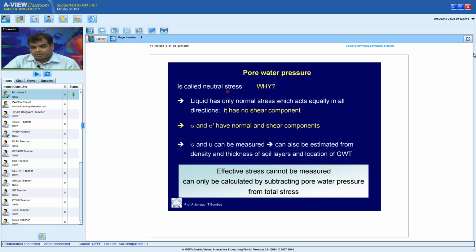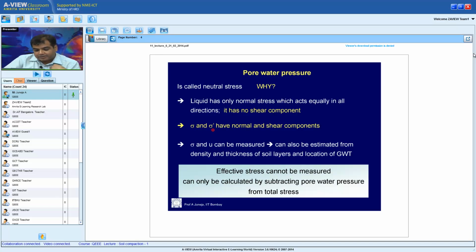It's also called neutral because the three stress components, vertical, horizontal, and the third component, are of the same magnitude. You're familiar with calling it hydrostatic stress. So in soil mechanics, we always say water has no shear component. It cannot carry any shear load. That is why we call it neutral stress. Move on.